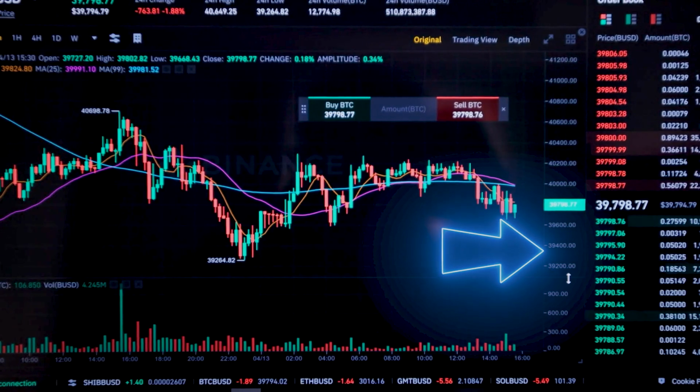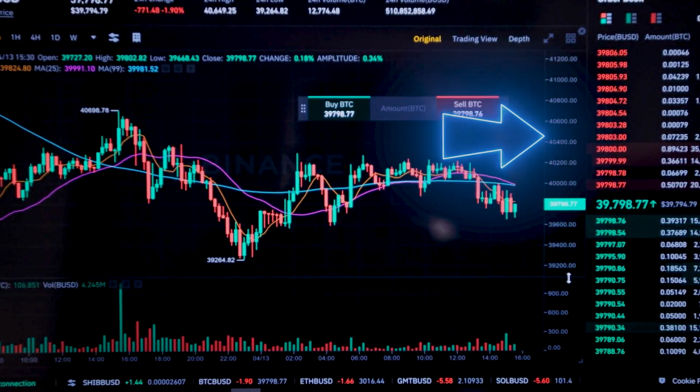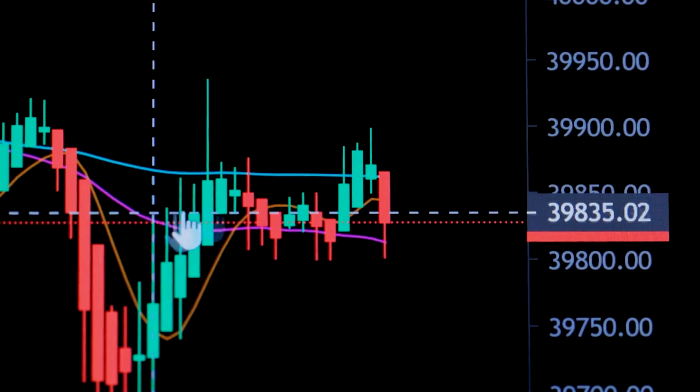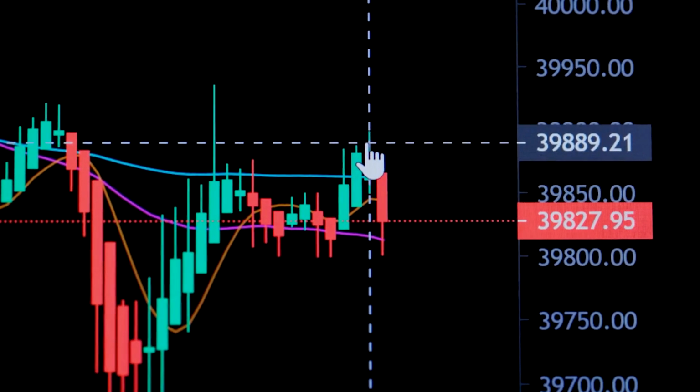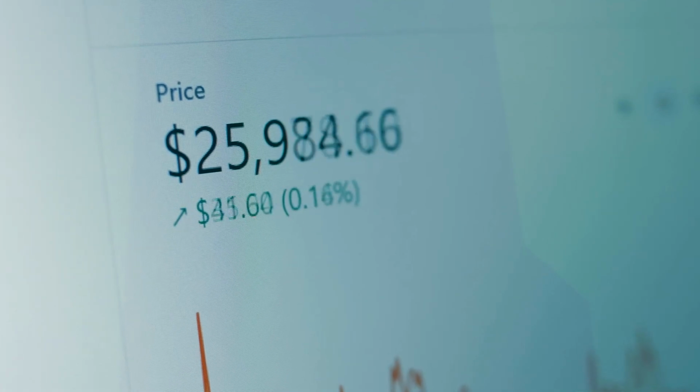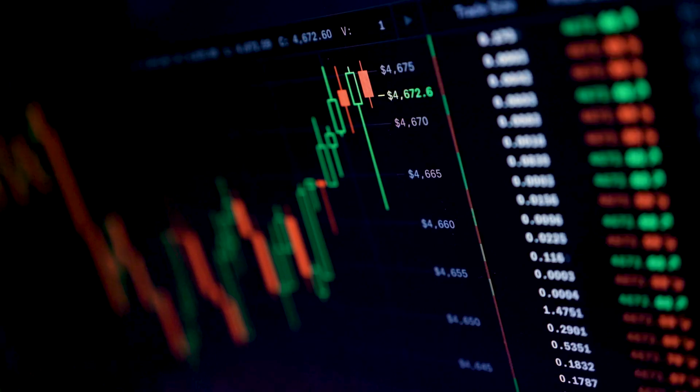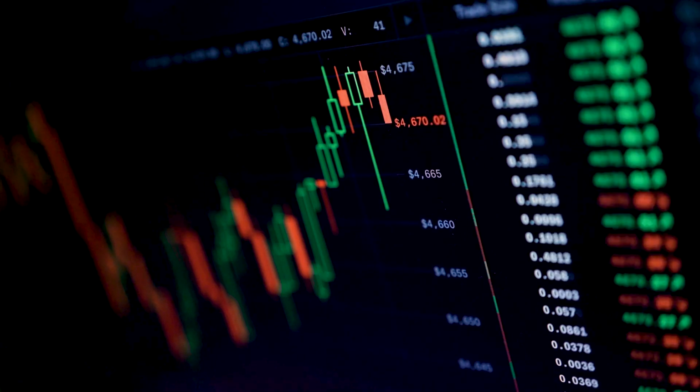Running vertically along the side is the y-axis. This represents price, with each unit indicating the value of the cryptocurrency, commonly paired against the US dollar. Candlestick charts are the most common type of cryptocurrency chart and provide detailed insights into price action. Each candlestick represents a specific time period, such as an hour, day, or week.